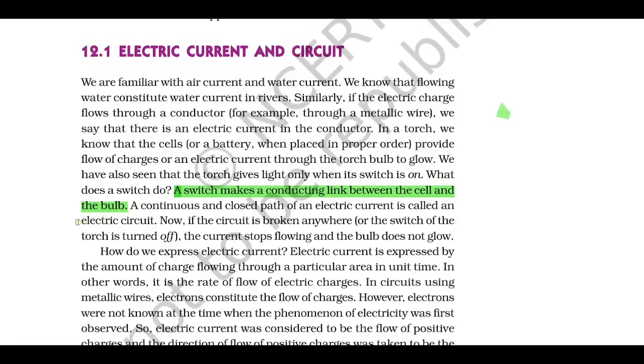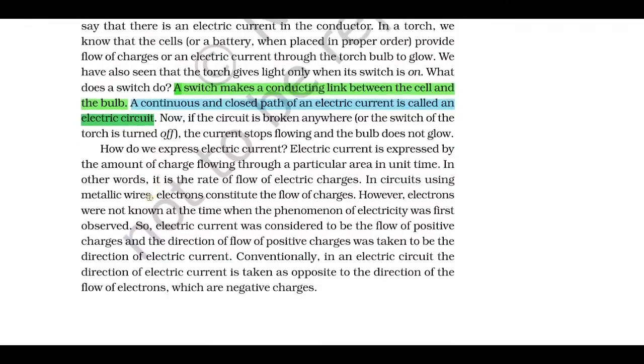Next, an important definition: electric circuit. A continuous and closed path of an electric current is called an electric circuit. Next, the important definition you can expect is the definition of electric current. Just make a note of the keyword, not the whole point: a switch, second keyword electric circuit, next electric current. Everything is there in the textbook. You just need to make a note of the keyword in your notebook.